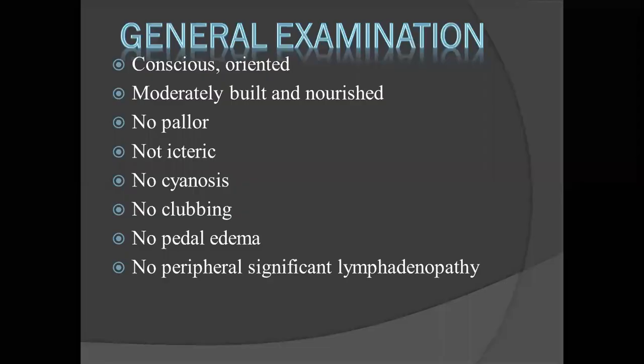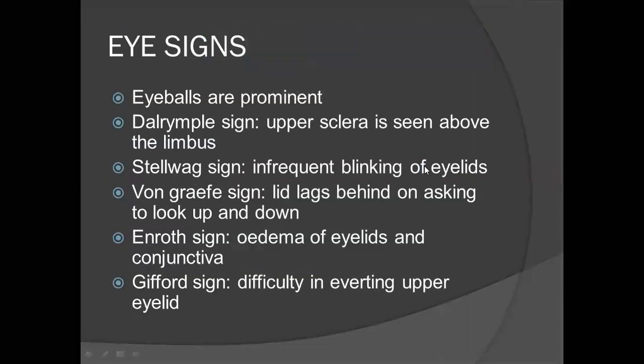No peripheral significant lymphadenopathy. Eye signs: eyeballs are prominent, Dalrymple sign is present, upper sclera is seen above the limbus, and Stellwag's sign. Wait, I'll go through it, because eye signs are the only thing. We'll go in detail here.